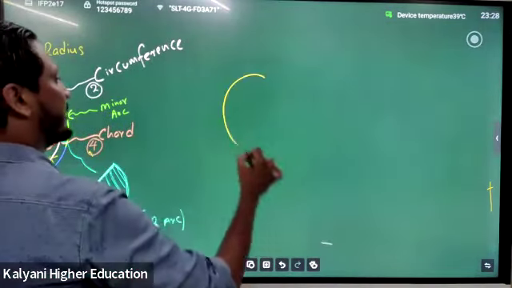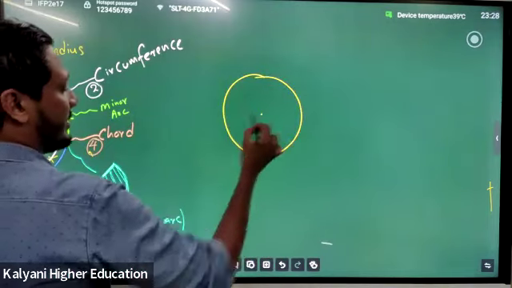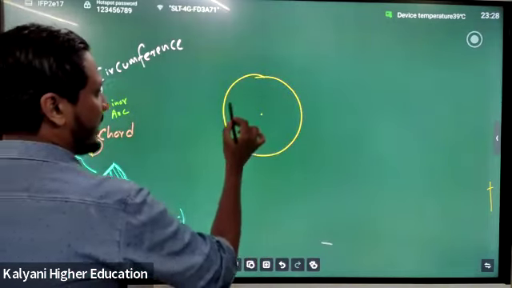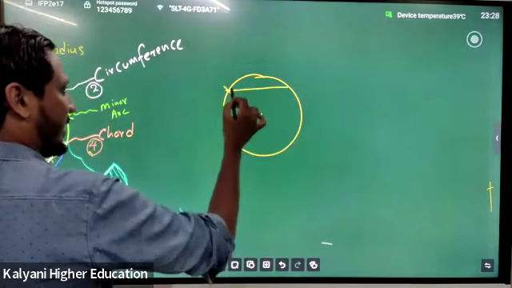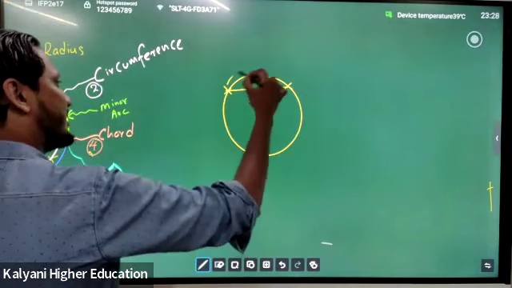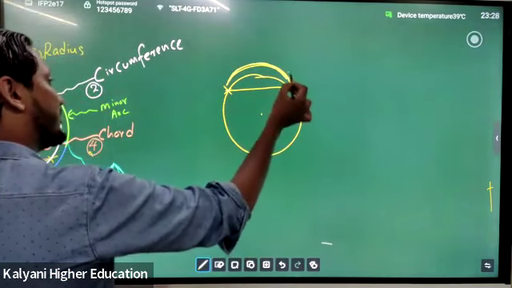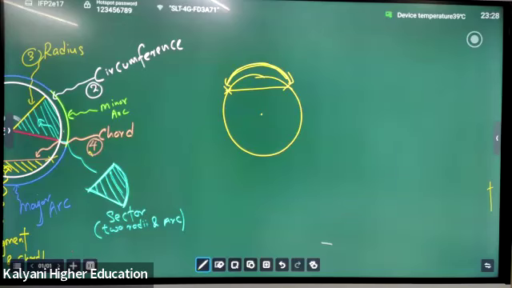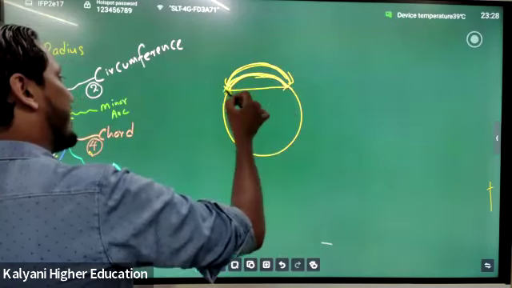Here I have a circle. So here we have the center. I'll draw a line like this. If I draw a line, can you tell me the name of this part? This part, this minor part. Minor arc. Not this part, I'm asking about this curved line.